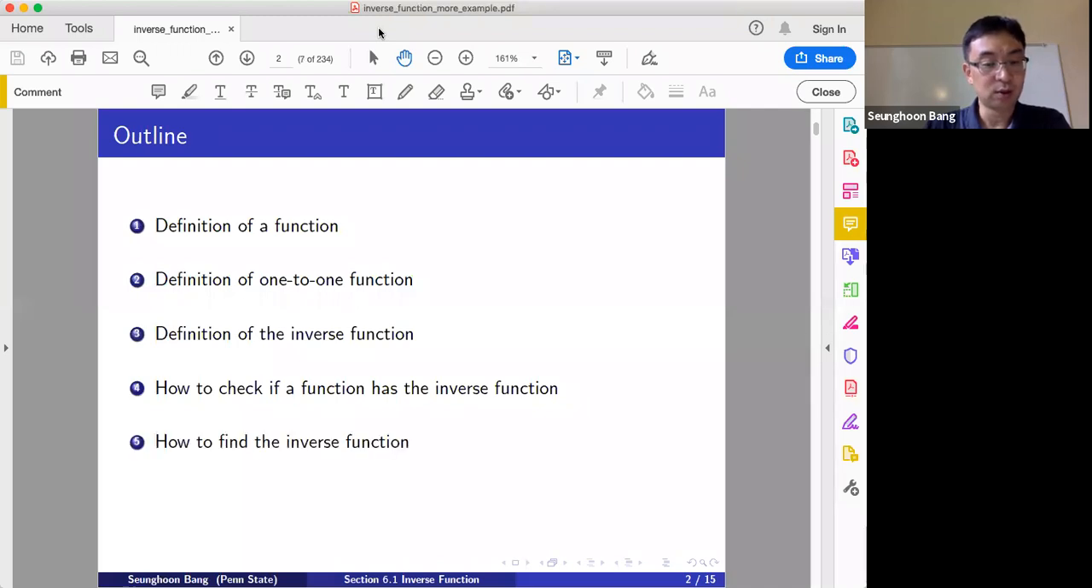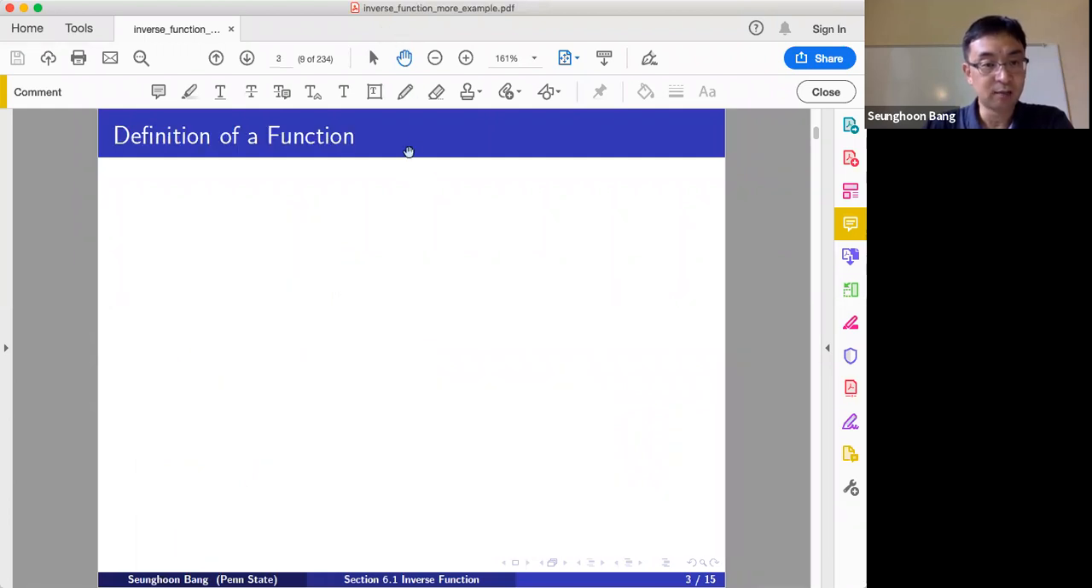So next, I will explain how you can find the inverse function. The next one, how you can find the derivative of the inverse function. That is today's lecture outline. The first one, definition of a function.